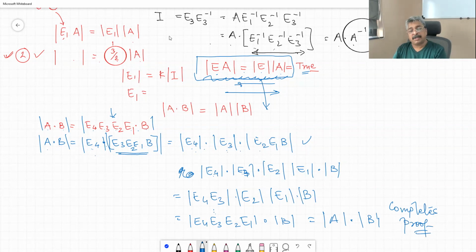Of product of determinant is determinant of product. We have to take elementary transformation matrix for helping us out. Every non-zero matrix, I mean non-singular matrix, can be factorized into elementary transformation matrices. This is the fundamental principle that we are using.